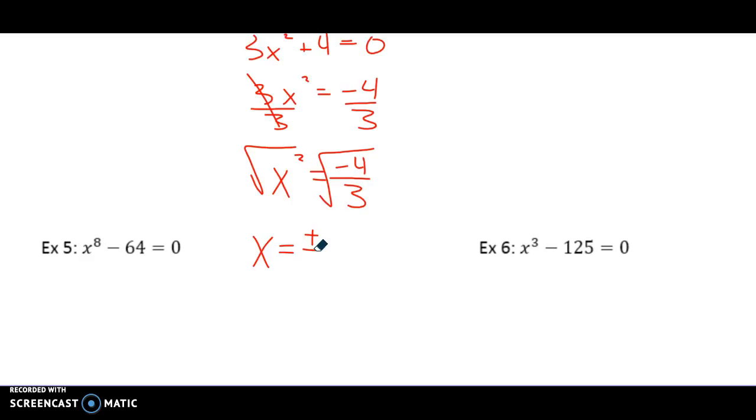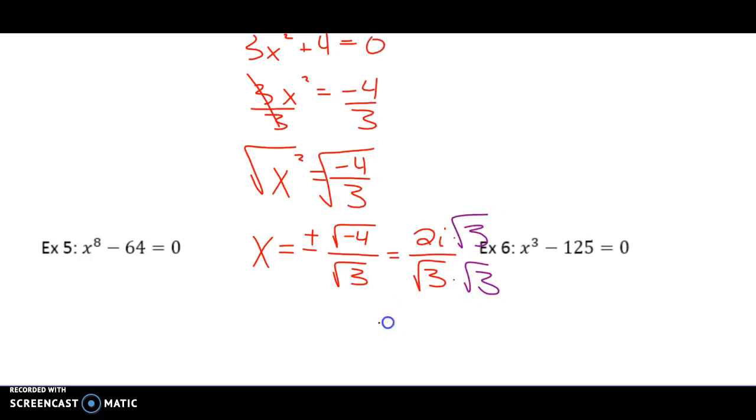The square root of negative 4/3 is the square root of negative 4 over the square root of 3. Now one of those is a perfect square, be it imaginary, but it is a perfect square. The top one is 2i. 2i times 2i is negative 4. So this comes out to 2i over the square root of 3. Now, to rationalize, we multiply the denominator by itself, which gives us 2i square root of 3 over 3. Don't forget your plus or minus. That is what x equals.